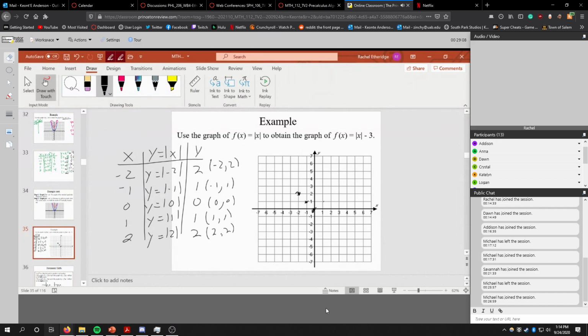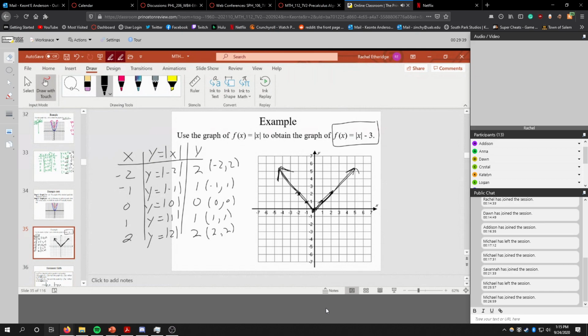Well, in the last one, we were just taking any function and making a table. In this section, and I'm sorry, my pen's not real good, we are actually taking a parent graph and then we're doing a translation on that parent graph. So what does this tell us to do?